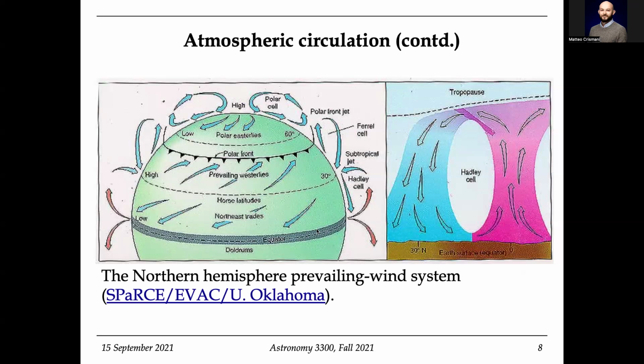Okay. You can also see the shape of the cells there. There's a polar cell that has a little cap. Sometimes, depending on what planet you're looking at, you might get a little hat. I'd like to wear a little hat.